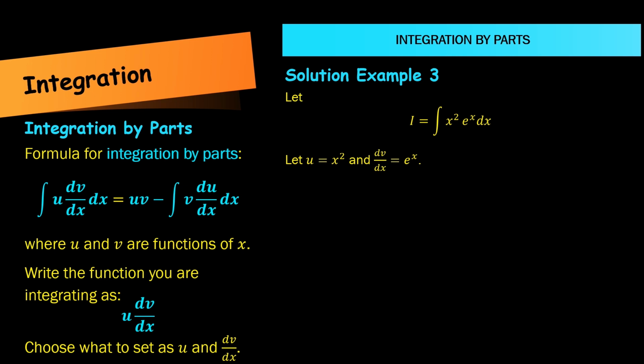We're going to let u equal x squared and dv dx equal e to the x, since differentiating x squared is going to get rid of these x's, and integrating or differentiating e to the x isn't going to change it at all. So usually when we integrate, we make functions more complex. So in this situation, since e to the power x doesn't change, it's better to leave it as dv dx.